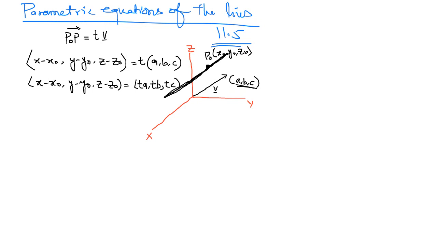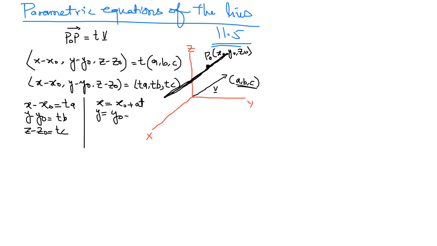If you compare the components, x minus x naught is equal to ta, y minus y naught is equal to tb, and z minus z naught is equal to tc. So you can write x is equal to x naught plus at, y is equal to y naught plus bt, and z is equal to z naught plus ct. So these equations are called the parametric equations.